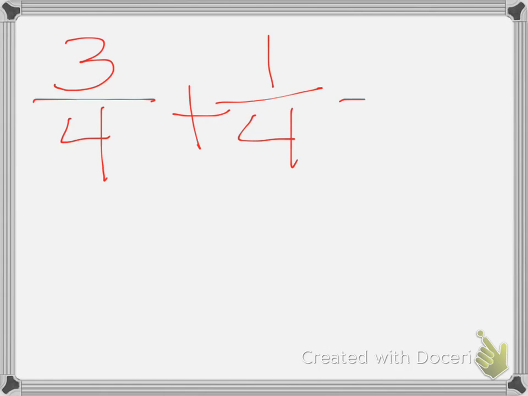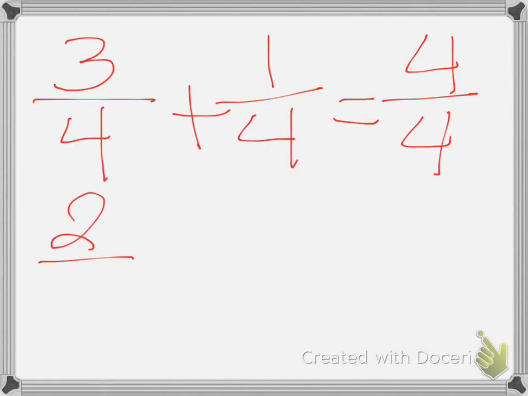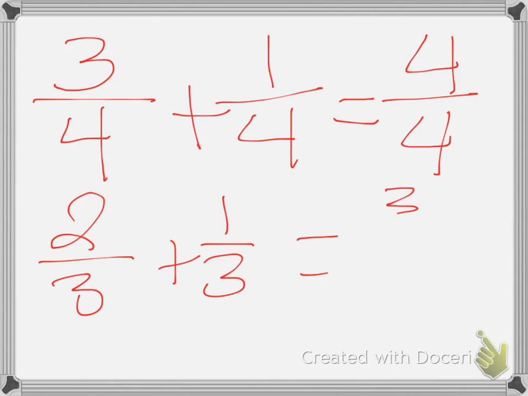We've also talked about adding fractions. If we're going to add fractions, what do they need? Like denominators. So I can add 3/4 plus 1/4. That equals 4/4. 2/3 and 1/3 equals 3/3. We know those are wholes because if we drew the picture, they would all be colored in.